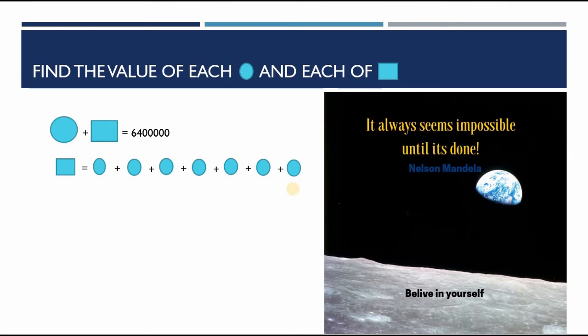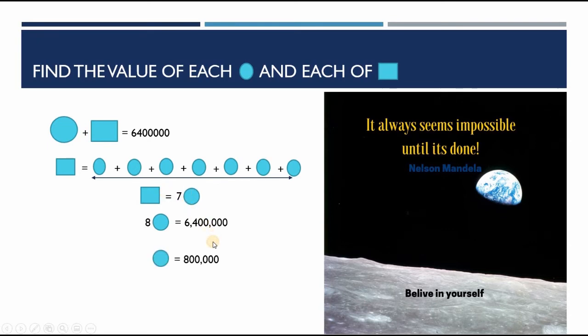Okay, let's check your answer. So we have a rectangle is equal to 7 circles. So we replace this rectangle with 7 circles. 1 circle plus 7 circles is equal to 8 circles.